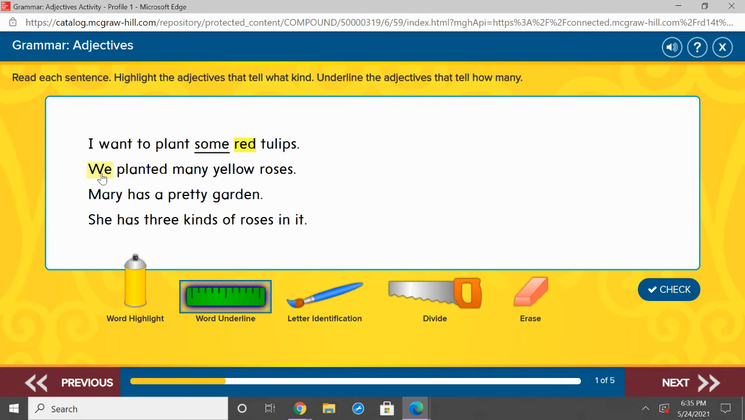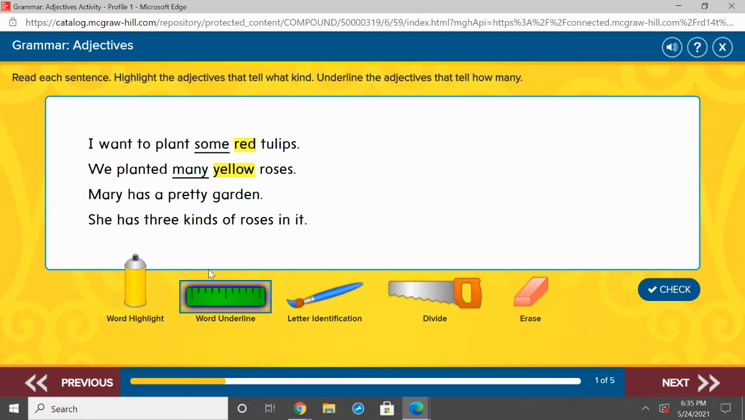The next sentence, we planted many yellow roses. What kind of roses? They are yellow, so let's highlight that. And how many? Well, we're planting many. So again, many yellow describes roses, that person, place, or thing. How many? Many. And what kind? Yellow.